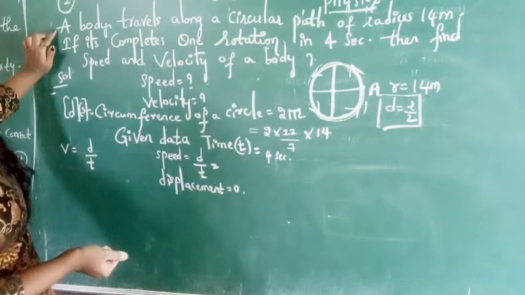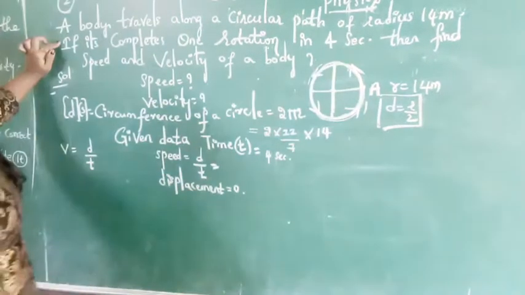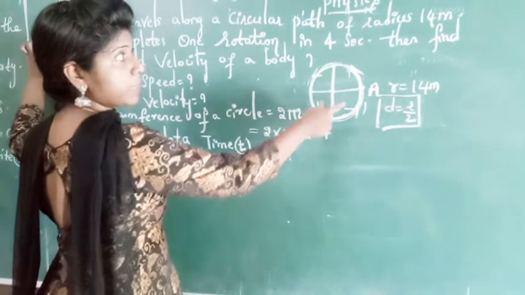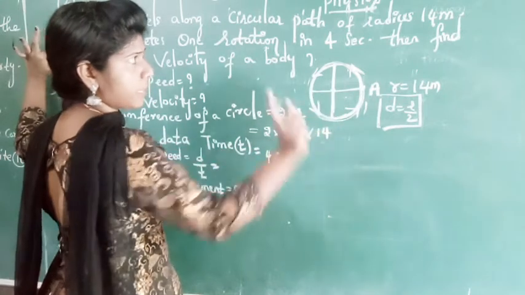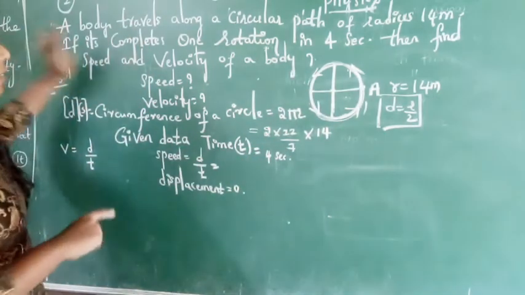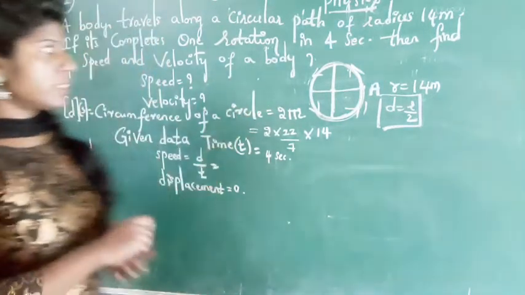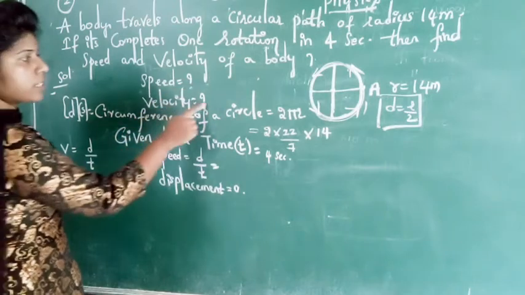A body travels along a circular path of radius 14 meters. If it completes one rotation in 4 seconds. Given the time interval is 4 seconds, it completes its one rotation. Then find the speed and velocity of the body. So we have to calculate the average speed as well as the velocity for the given problem.